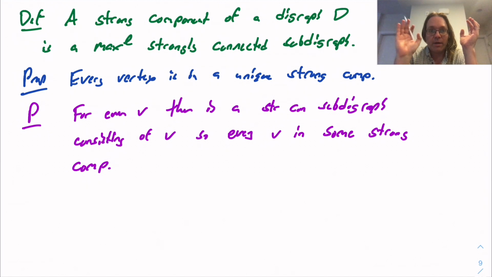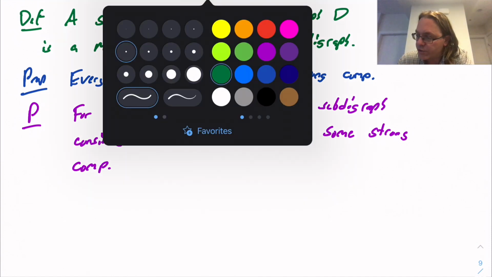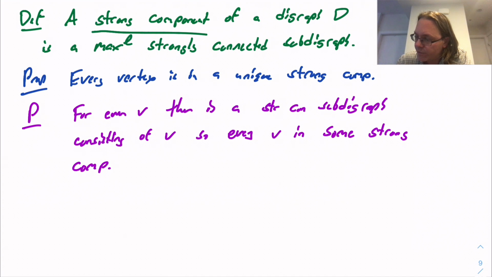have H1 and H2, they're strongly connected subdigraphs. They both have to contain the vertex V, but then their union would be a strongly connected subdigraph containing the vertex V, and it would just be larger than H1 or H2, and that's contradicting maximality. Remember, a strong component, that's what we're defining here, that's a maximal strongly connected subdigraph. So it's got to be strongly connected, and it's got to be maximal. So that means you can't increase it while staying strongly connected.